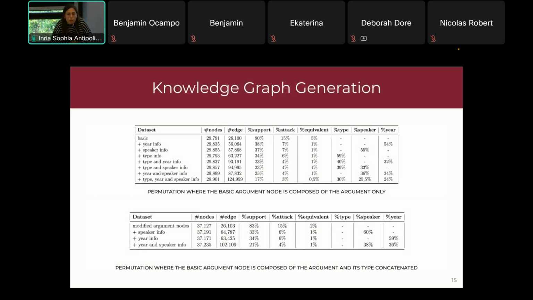This led to the creation of 12 different graph permutations. In particular, I want to show you at the bottom of the slide that we also tried a different approach for the basic argument triples. Instead of using argument, relation, argument, we incorporated in the head and tail entity also the type of the argument. So we went from argument, relation, argument to concatenation of argument and type, relation, concatenation of argument and type. And this led to the creation of other permutations that we exploited also.